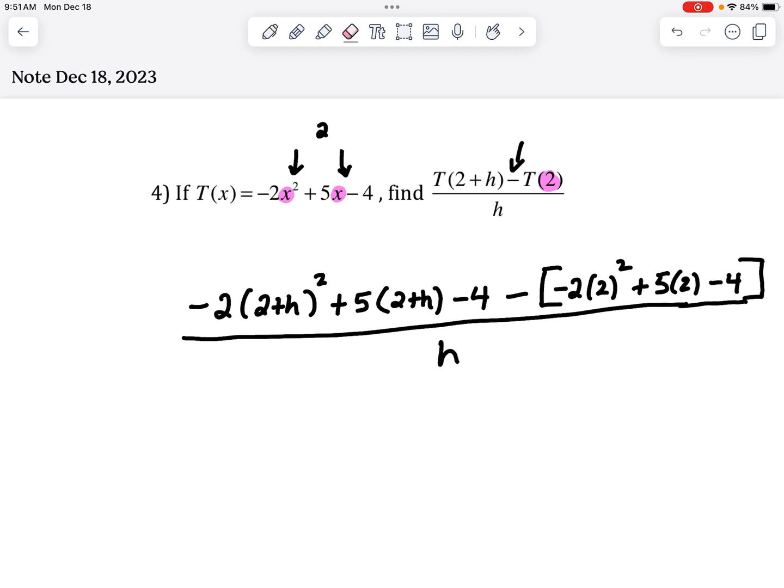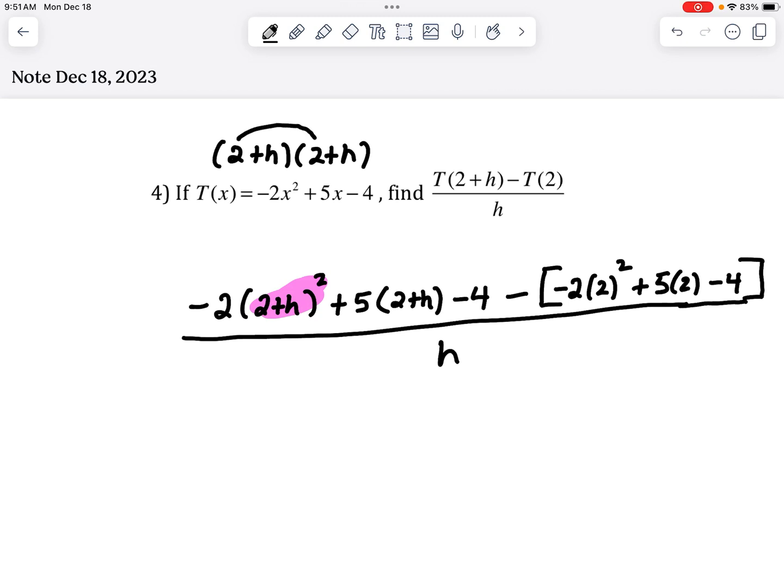All right, now I need to start simplifying this thing, and the first thing to do for that is the 2 plus h being squared. So this 2 plus h being squared literally means take 2 plus h times 2 plus h, and then multiply those.